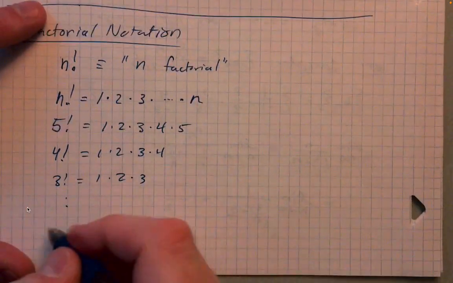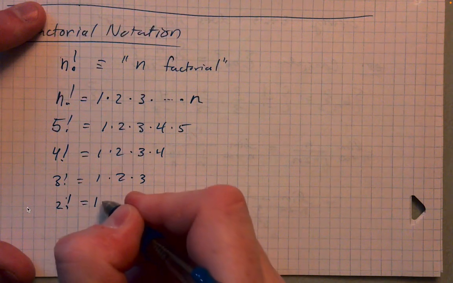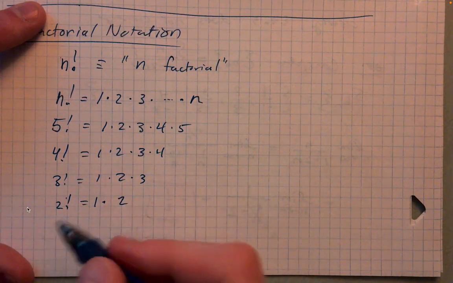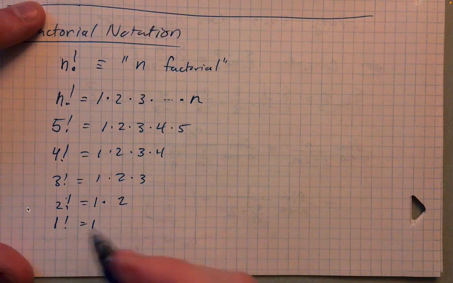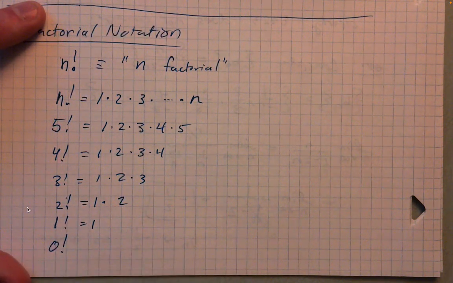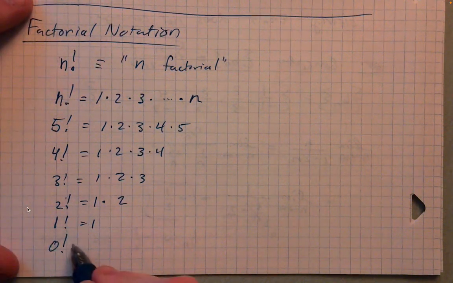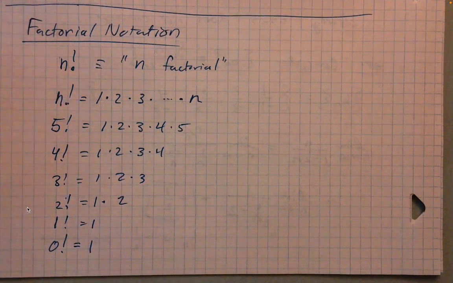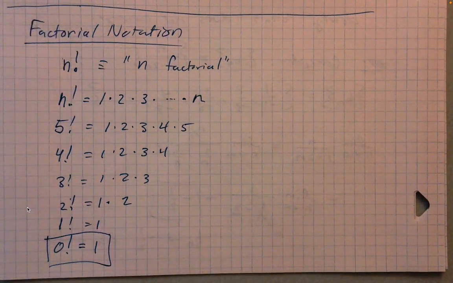Now let's do them all. 2 factorial is 1 times 2. 1 factorial is 1. What about 0 factorial? That's the weird one. Well, 0 factorial is defined as 1, even though it's a little bit strange. It's defined as 1.